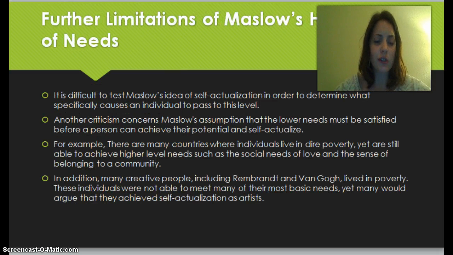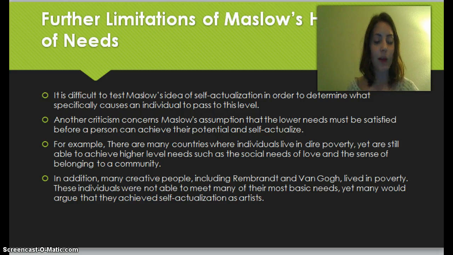Some additional limitations of his theory include the fact that it is actually difficult to test, scientifically speaking, Maslow's idea of self-actualization to determine what specifically causes an individual to pass to this level. It's difficult to quantify what exactly this means, and in turn it's difficult to measure what a person needs to do to reach this level. Another criticism concerns Maslow's assumption that one has to fulfill the lower needs in order to pass on to the higher levels, or before a person can achieve their potential in life.